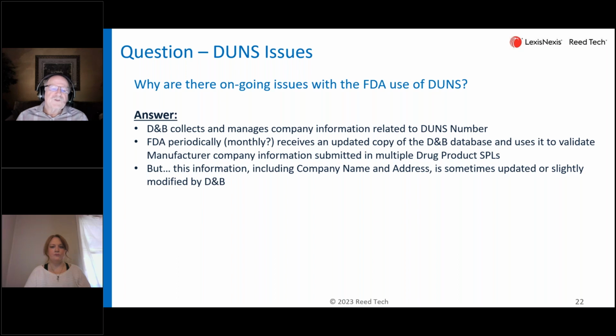So let's say you finally get in sync. Your submitted entry exactly matches what Dun & Bradstreet has and what the FDA has. Now, the rub on this is that this information, company name and address, is updated by the Dun & Bradstreet organization. Sometimes just slightly modified, but updated, whatever. And that is triggered by some huge amount of research and monitoring that they do.